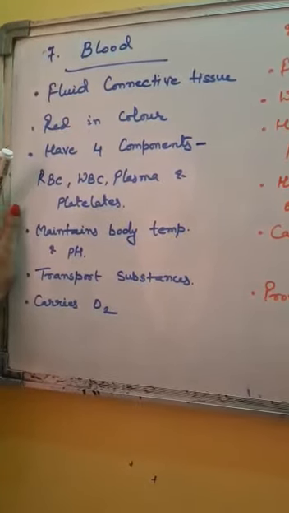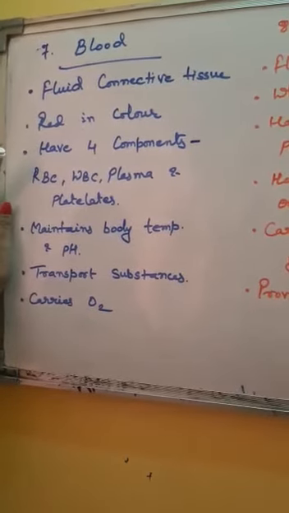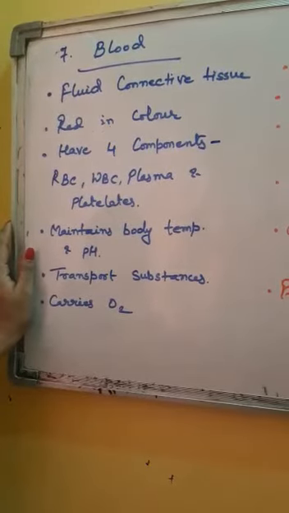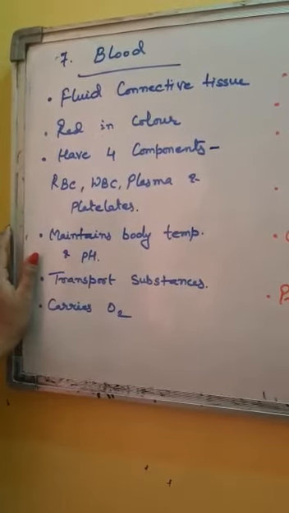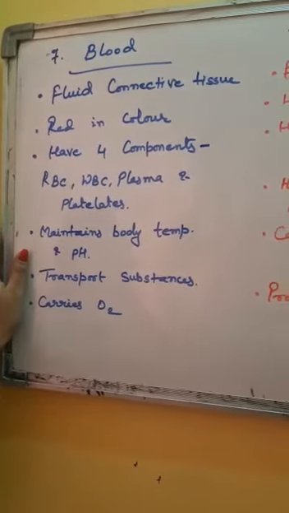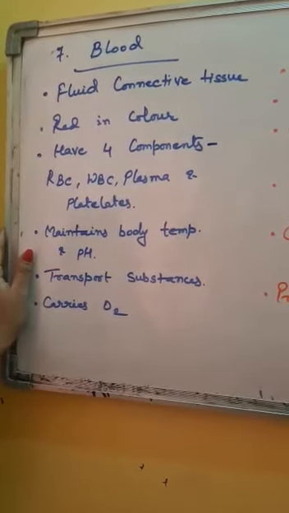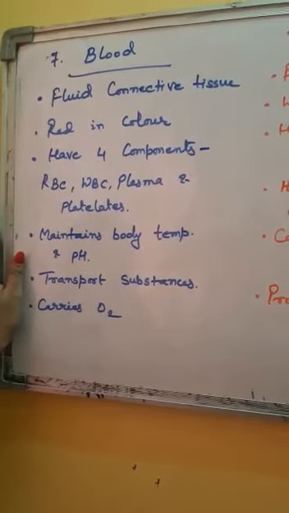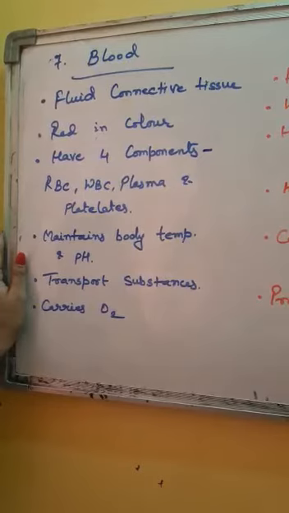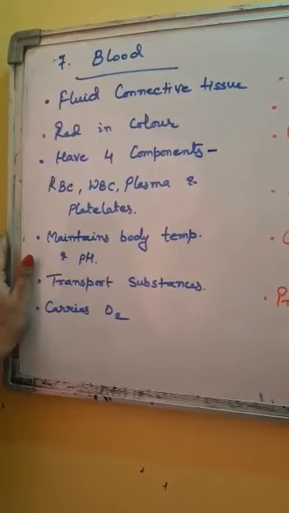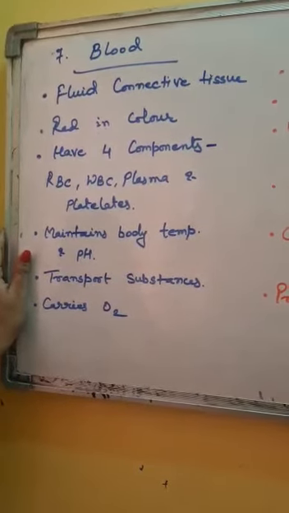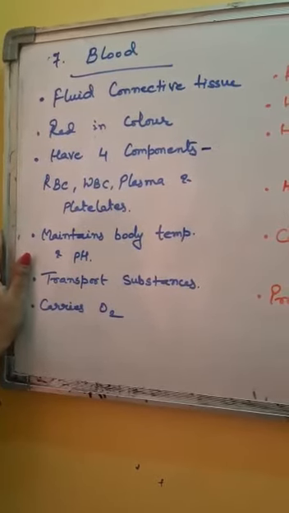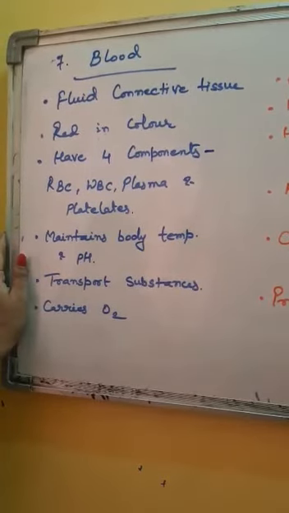As we discussed the functions of RBC, WBC, plasma and platelets, blood has some other functions also. It maintains body temperature and pH of the body. You know about the pH scale; you must have studied it in chemistry. So blood maintains the body temperature and it is continuously flowing inside the body, so it is always maintaining the temperature of different body organs. It also maintains the pH of the body.